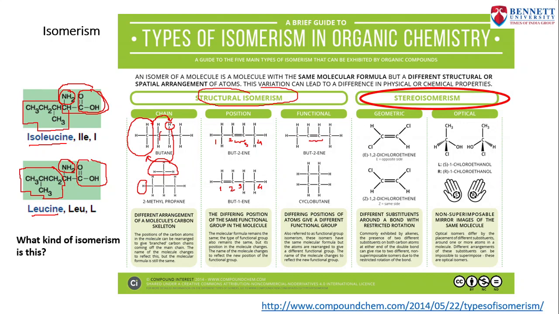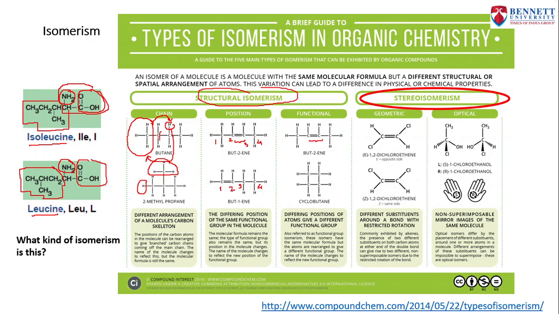The other type of isomerization is stereoisomerization. Stereoisomerization deals with a change of the functional groups or atoms in 3D space. One classic one is cis-trans isomerization, and the second one is optical isomerization. We'll discuss both of these in more detail in the next slide.